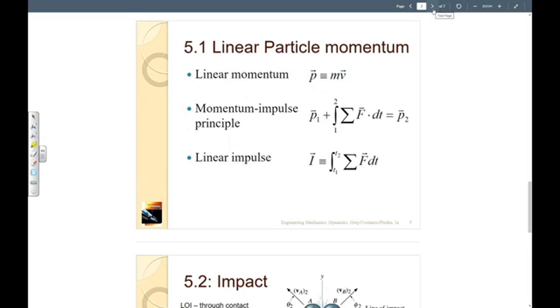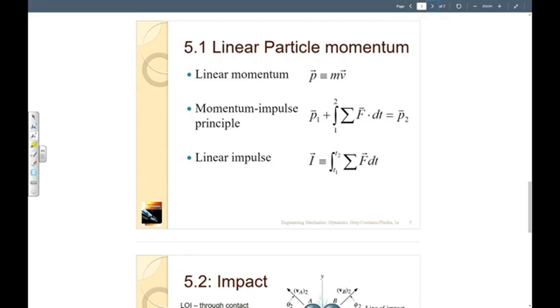Particle momentum. We spent a lot of time today talking about angular momentum. Well, it started with particles, right? So for us, momentum impulse: I've got some velocity before, I add some force over time, I get some velocity afterwards.